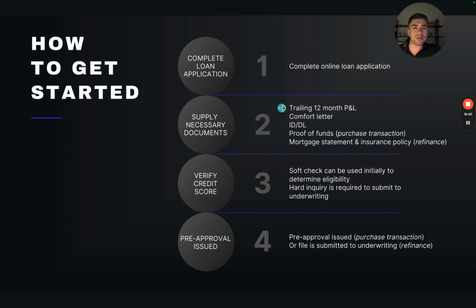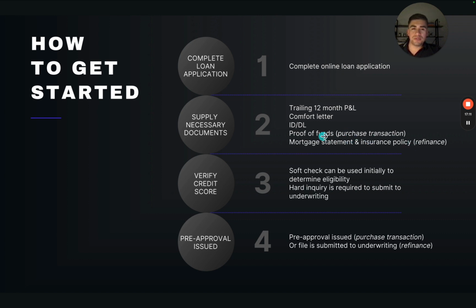We'll need the trailing 12-month P&L that'll have to be signed off again by your tax preparer. We'll need the comfort letter to coincide with that P&L. We'll need a copy of all applicants' ID or driver's license. And if it's a purchase transaction, we will need proof of funds. On that note, typically 2 months of bank statements are required for proof of funds. And if it's a refinance transaction, we will need a copy of the mortgage statement if that's applicable, and the insurance policy.